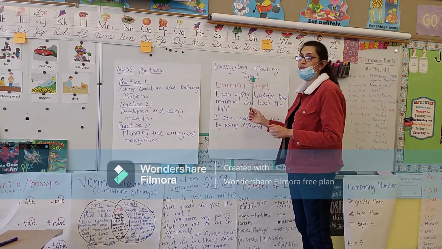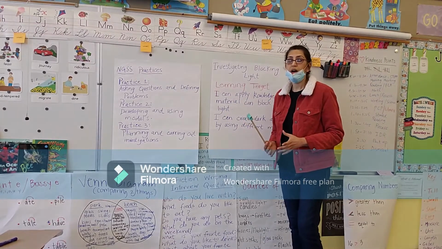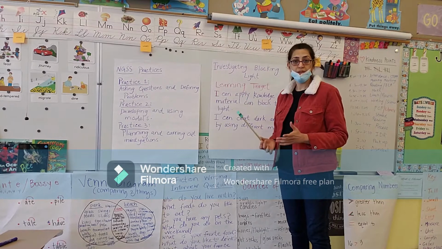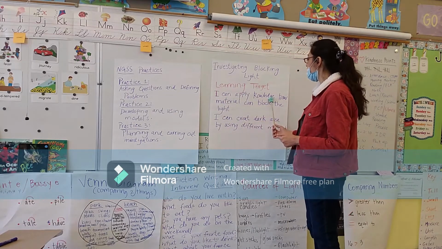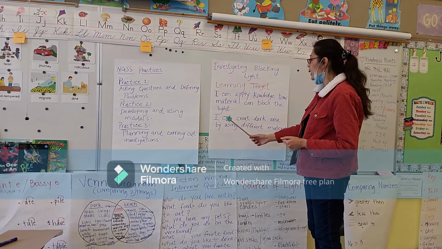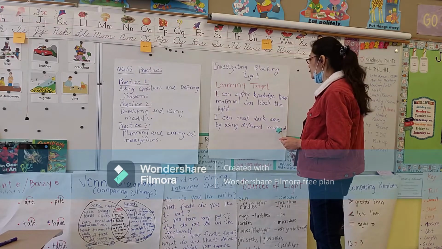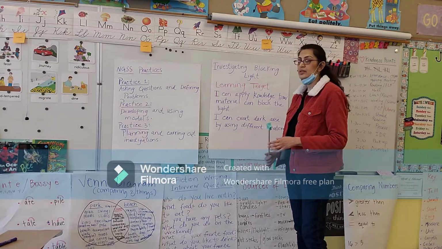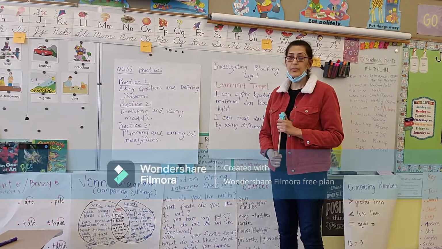Investigating blocking light. In this lesson we will investigate blocking the light, and how different materials will block the light. The learning target is: I can apply knowledge of how materials can block the light, and I can create a dark area by using different materials. These are the two learning targets that we are going to apply in today's lesson.